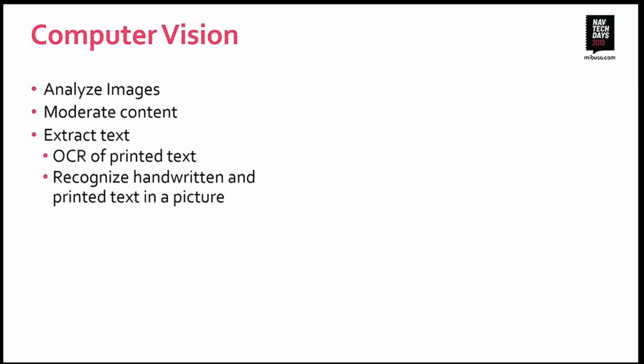So we'll focus specifically on computer vision and more specifically on recognizing handwritten and printed text in a picture. So by the way, analyze images is one thing. We can do face recognition and so on. Moderate content will be to protect your kids from naughty pictures. And the OCR of printed text, that's an oldie, but it's also up there. So, but we'll take a look at a combined example.